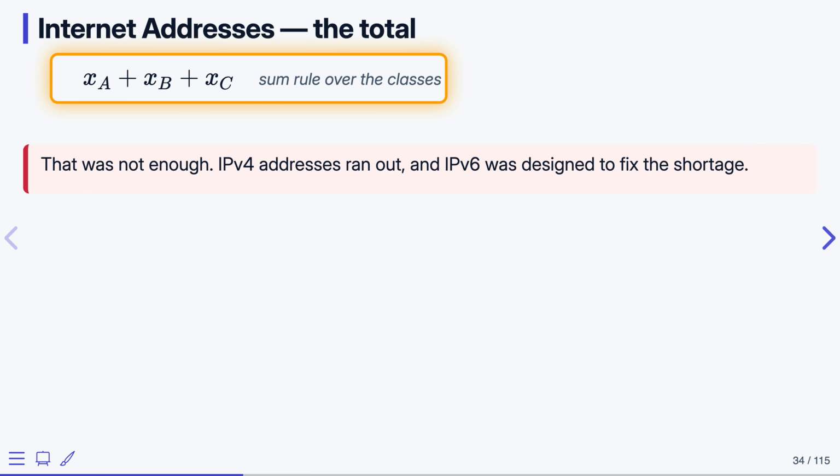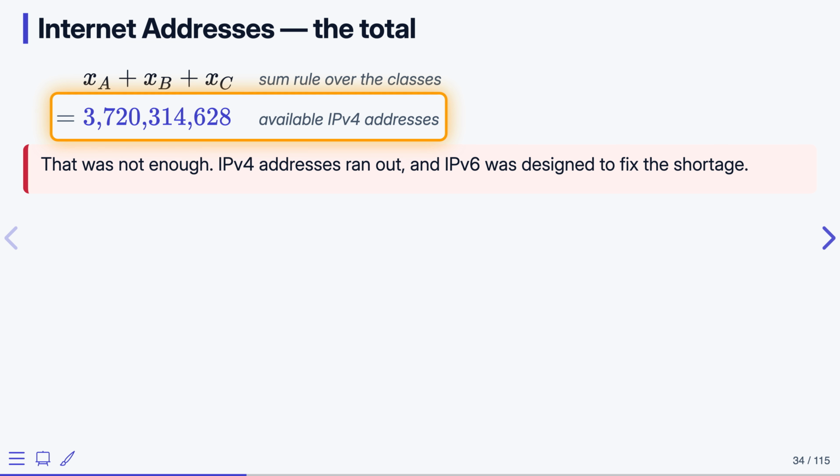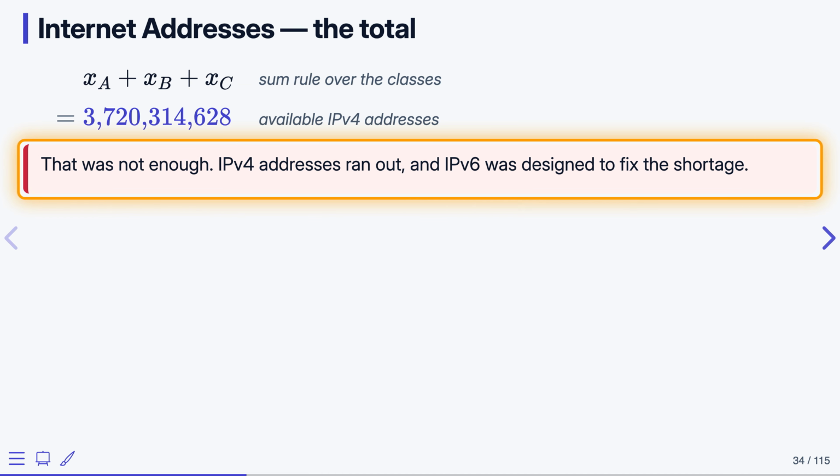A machine sits in Class A or Class B or Class C, 3 separate cases, so the sum rule finishes the job. Add the 3 counts. The total is 3,720,314,628 addresses. 3.7 billion sounds like plenty. It was not. The world ran out of these addresses. The newer protocol, IP version 6, uses a much longer address and fixes the shortage.